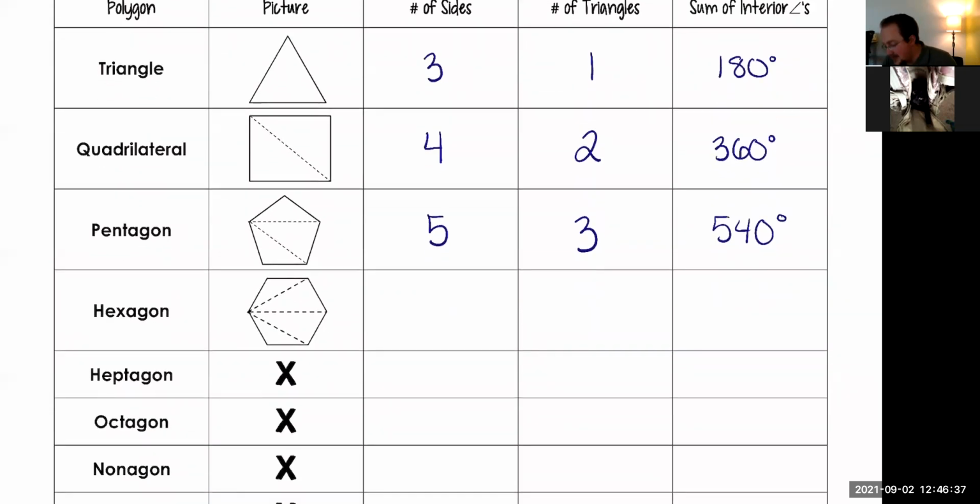Next up, we have a hexagon, 6, which is 6-sided, split up into how many triangles? 4. And so each of those triangles contribute 180 degrees for a grand total of 720 degrees.